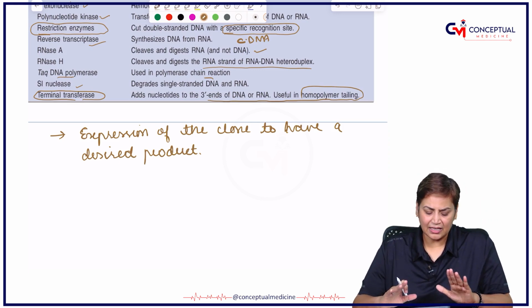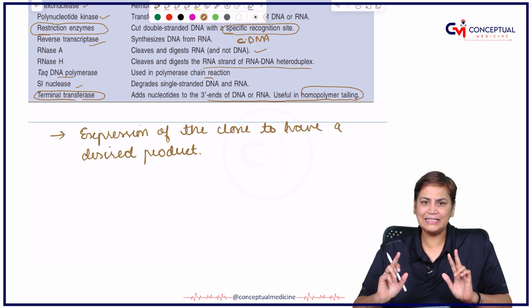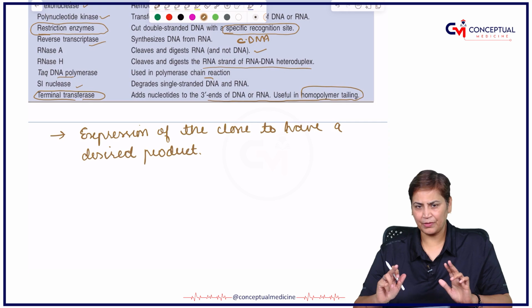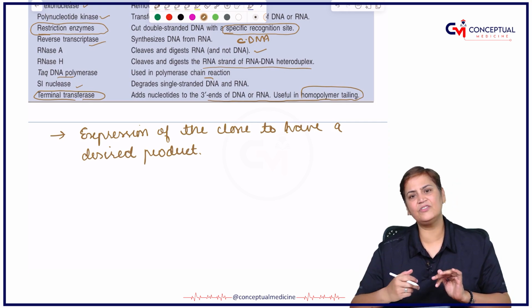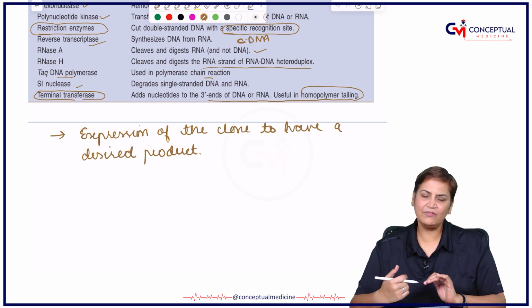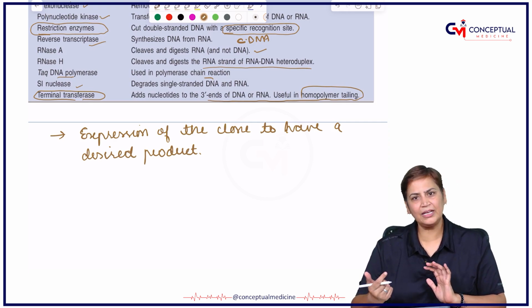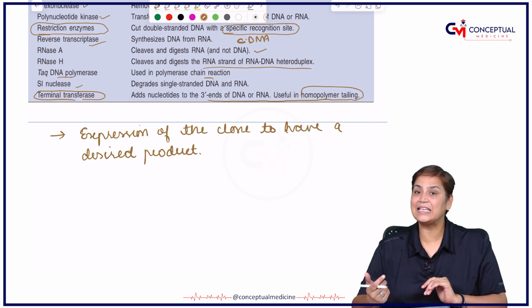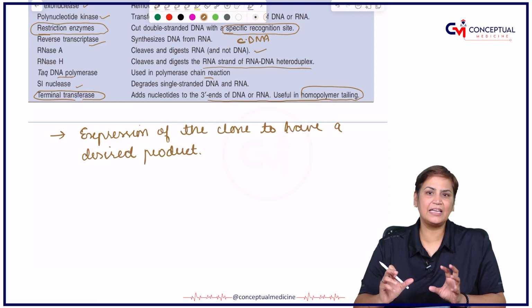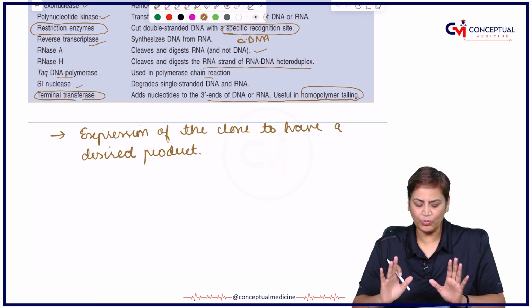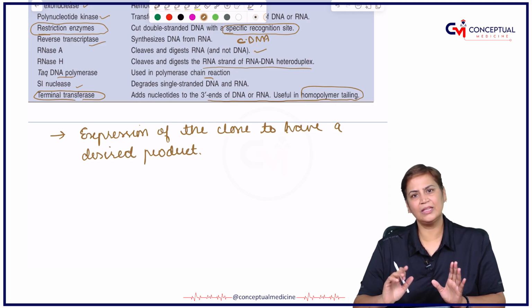So these are the basic principles of recombinant DNA technology. In the next video, we are going to discuss the different techniques involved: blotting techniques, hybridization techniques, and PCR. So that's all in this video. It is a very important video and the basic video on RDT. I hope you have understood it. Thank you so much.